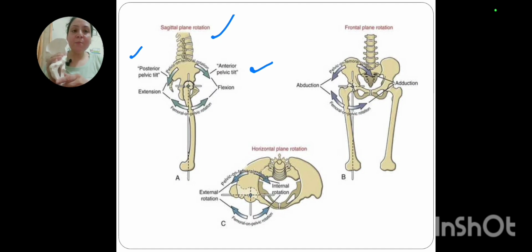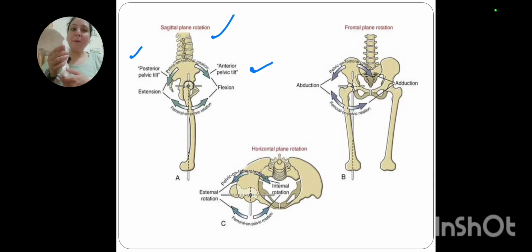So anterior pelvic tilt means, what will happen to the anterior part? You have to see over here, the anterior superior iliac spine moves anteriorly, whereas the pubic symphysis moves inferiorly, and the posterior superior iliac spine moves superiorly. Can you see? This is the motion which is happening. That is, the anterior superior iliac spine is moving anteriorly, the pubic symphysis is moving inferiorly, and the posterior superior iliac spine is moving superiorly. And this is the anterior tilt, and it is accompanied by hip flexion. It brings about hip flexion.